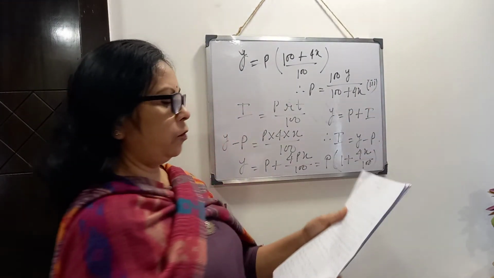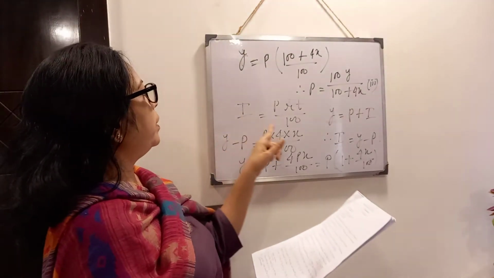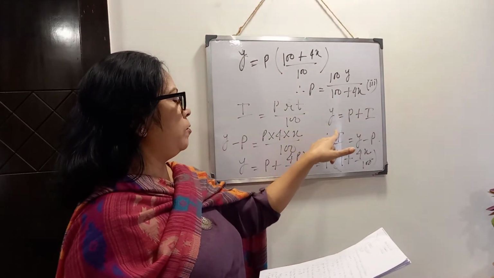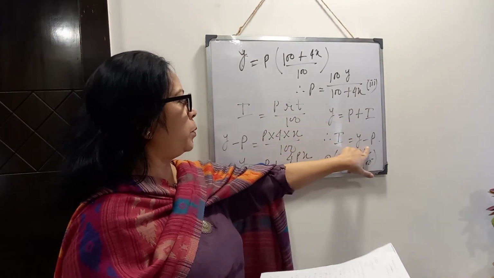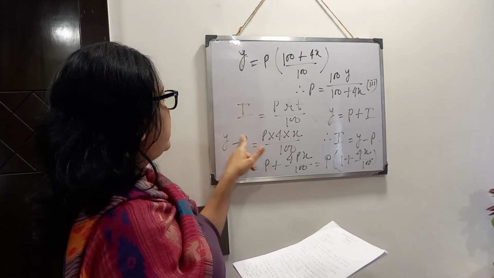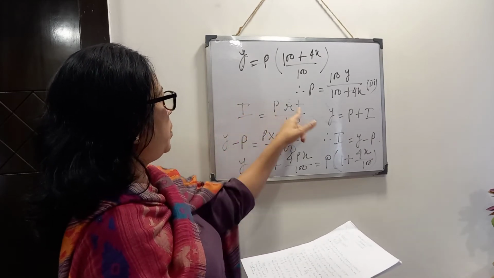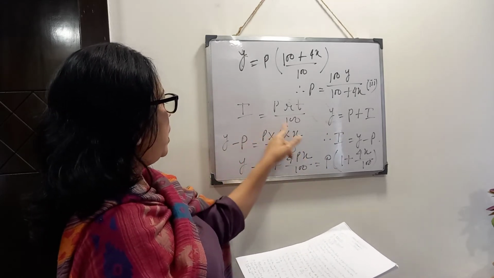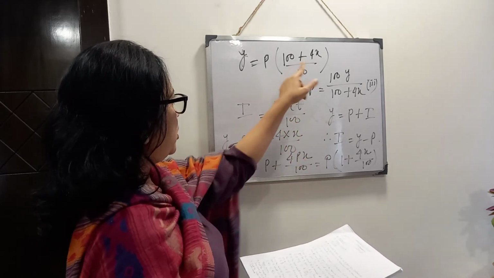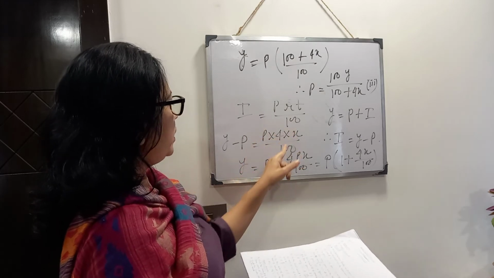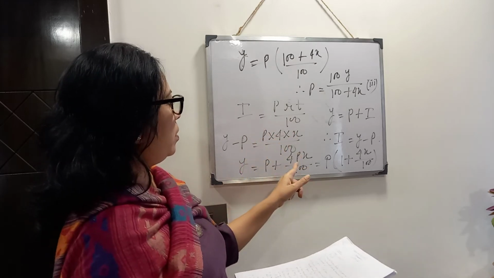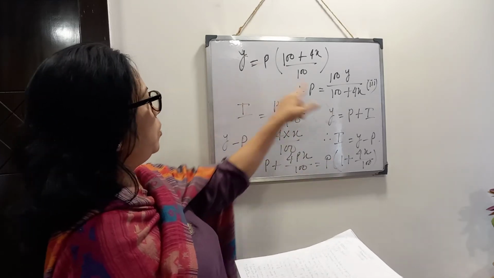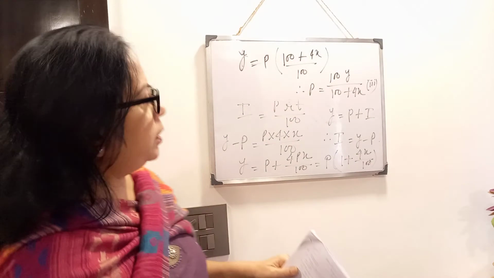Clear? So here what we have done? We have considered let the principal be P, amount given y, and from here we had calculated interest. Interest is amount minus principal. Then in this formula I equals to PRT by 100, we have put this interest as y minus P, and as usual by putting the values of R and T, and then P we had taken on the other side. We had taken P common, then P equals to this. Then next one.